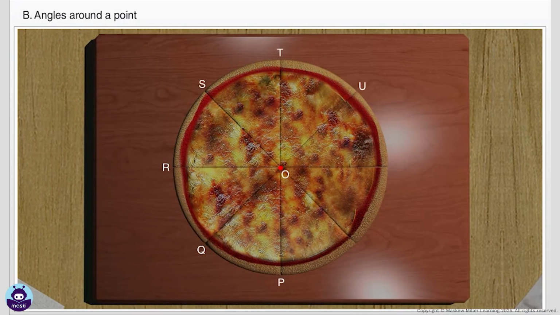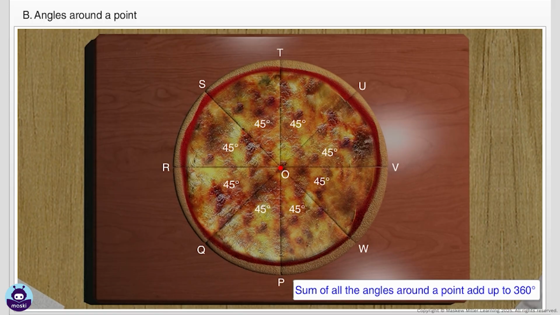If we measure the angle from the center O, we find that each piece measures approximately 45 degrees. There are 8 pieces, hence the sum of the angles will be 8 times 45, that is 360 degrees. Thus, the sum of all the angles around a point add up to 360 degrees.